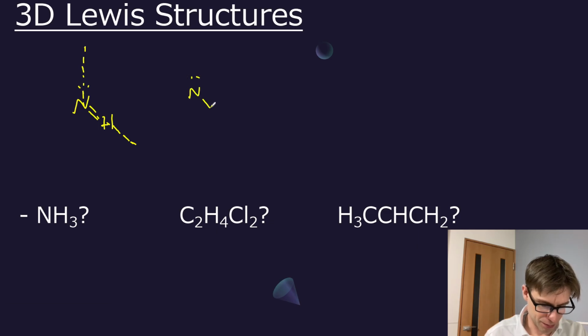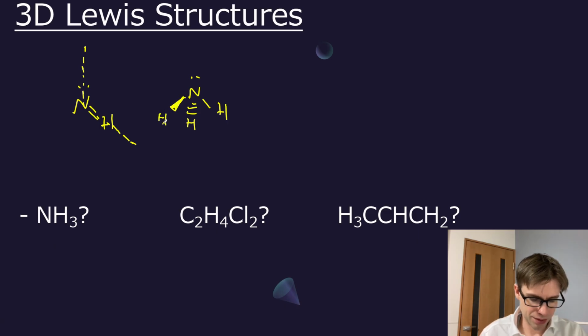Just for clarity, I'll redraw this now that we understand this. So that means my next hydrogen needs to either be a dashed or a wedge line. So I'll do dashed and then wedge. This is a good representation of the 3D structure of NH3 ammonia. We've got lone pair and a hydrogen in the same plane, and then a hydrogen going into the page and a hydrogen coming out of the page.